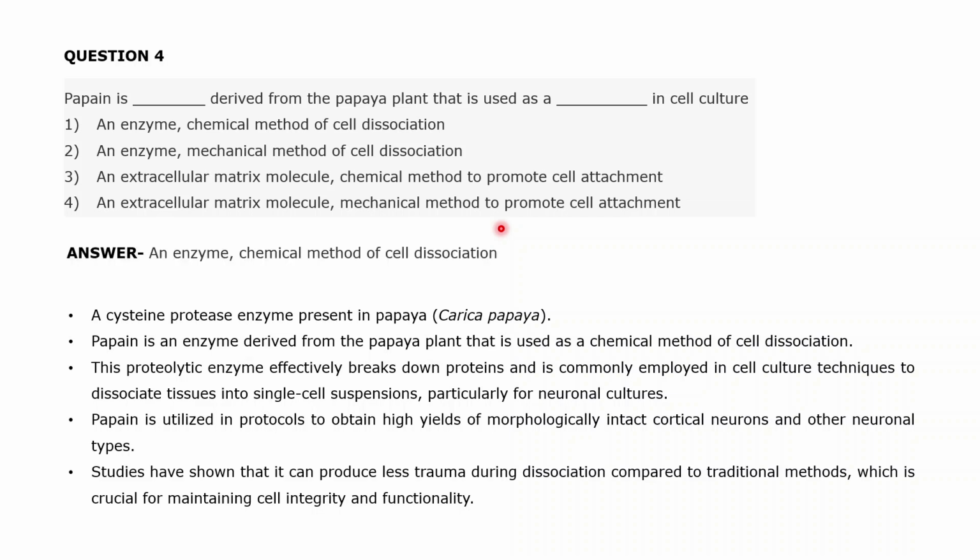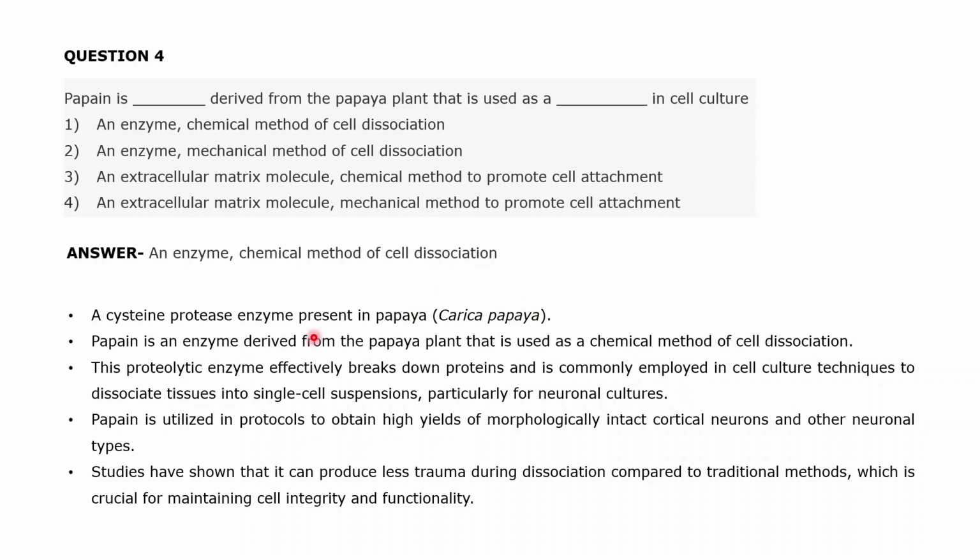Okay, so the answer to the question is that papain is an enzyme derived from the papaya plant that is used as a chemical method, or most probably an enzymatic method, of cell dissociation in cell culture, because it is most probably an enzyme, right? Basically from this you can see that it's a protease. It consists of certain catalytic residues at the enzymatic surface. So it is basically a protein that provides protease activity, and is obtained from papaya, whose scientific name is Carica papaya.